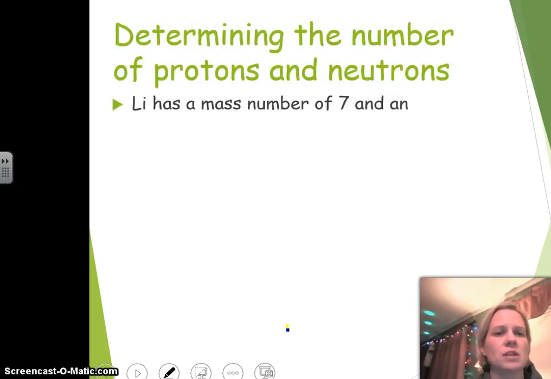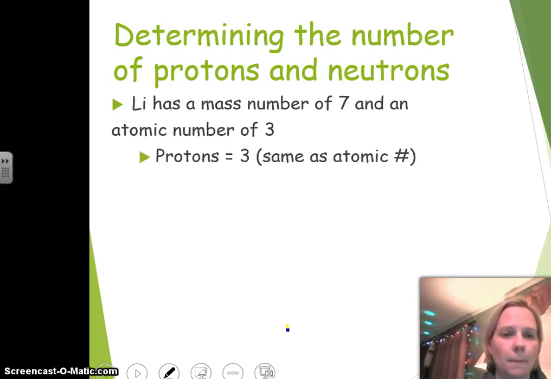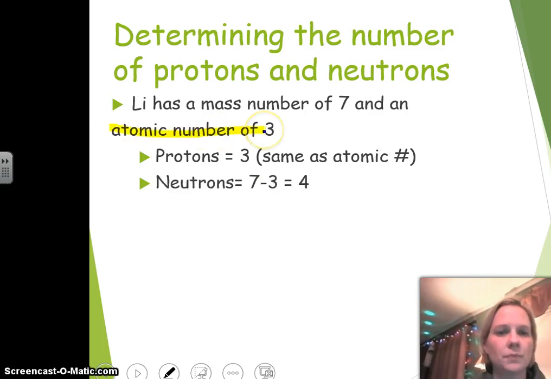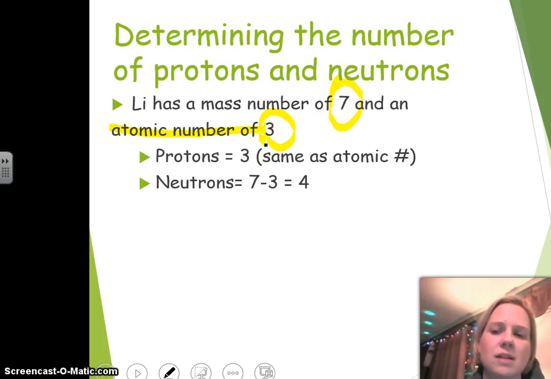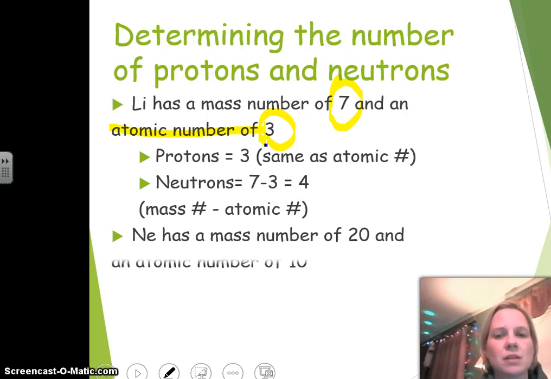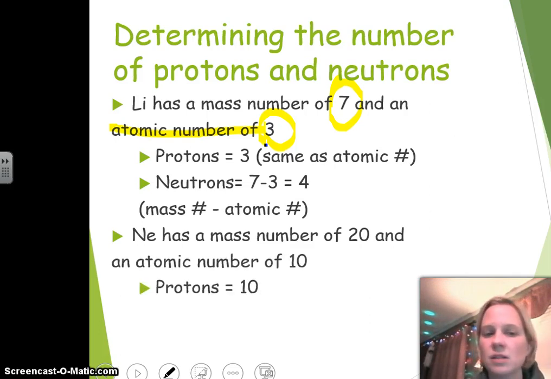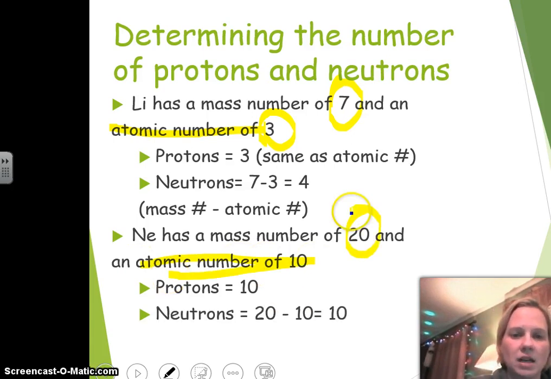All right, determining the number of protons and neutrons. Li is lithium. Lithium has a mass of 7 and an atomic number of 3. So my protons is my atomic number, that's 3. My neutrons are my mass minus my atomic, which is 4. And when we do these calculations, take that mass number and always round. We want a nice whole number. Neon, which is Ne, has a mass number of 20 and an atomic number of 10. Protons is the same, this is always my proton number. My neutron number is mass minus my atomic, which in this case would make it 10.